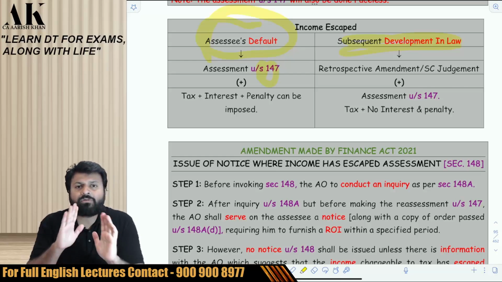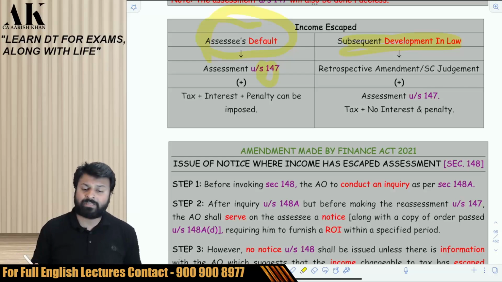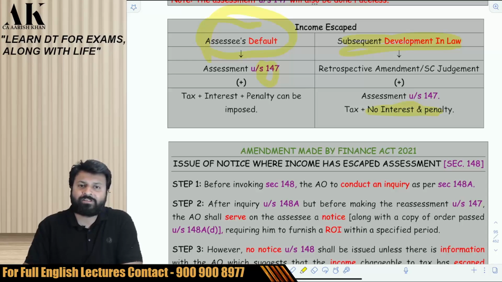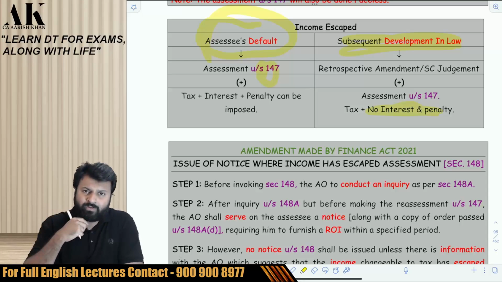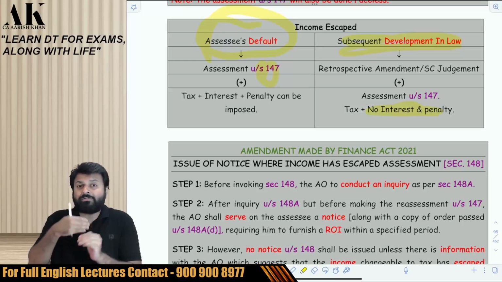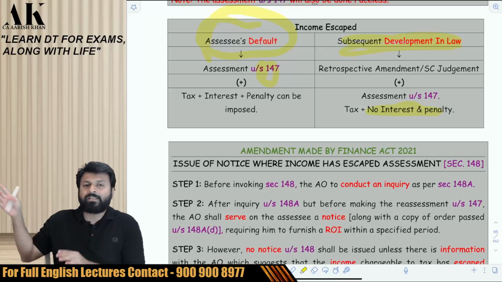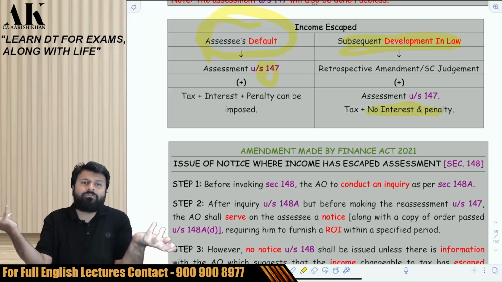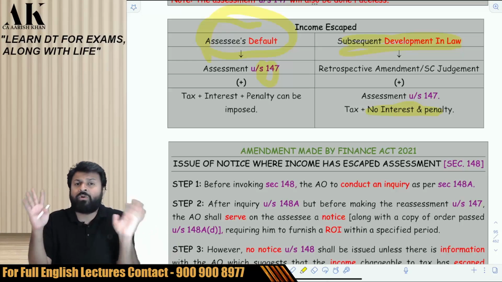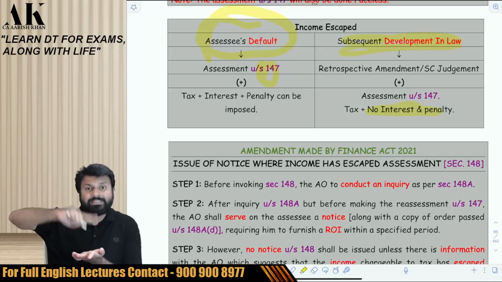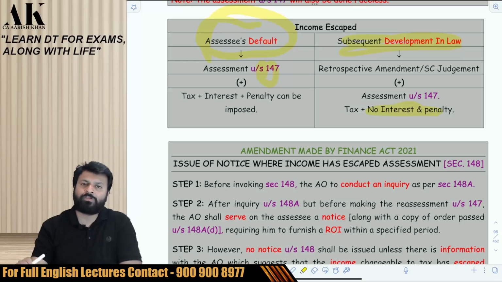So in case of subsequent development also, there can be income escaping assessment, but in that case, don't worry, you will not be charged with interest and penalty. You will be charged with tax only. Penalty is not imposed, and interest can be waived off. So you are liable to pay only tax. I hope you understood the concept of subsequent development in law. Earlier, the expenditure was allowed because there was no judgment of the Supreme Court to disallow it. So the AO allowed that. Now in some other case, this expenditure is disallowed by the Supreme Court, so in my case also it can be disallowed by opening 147.